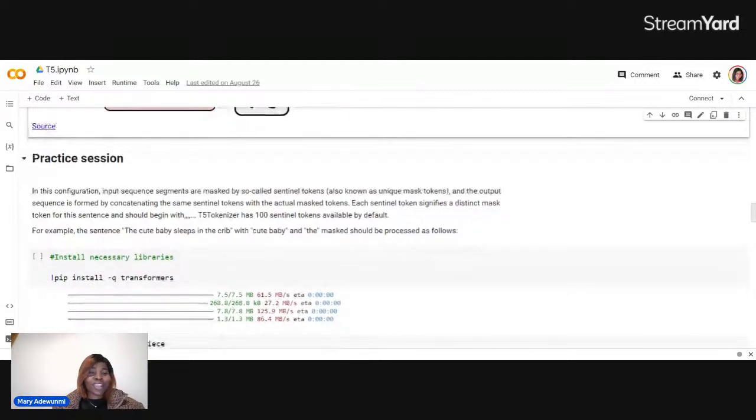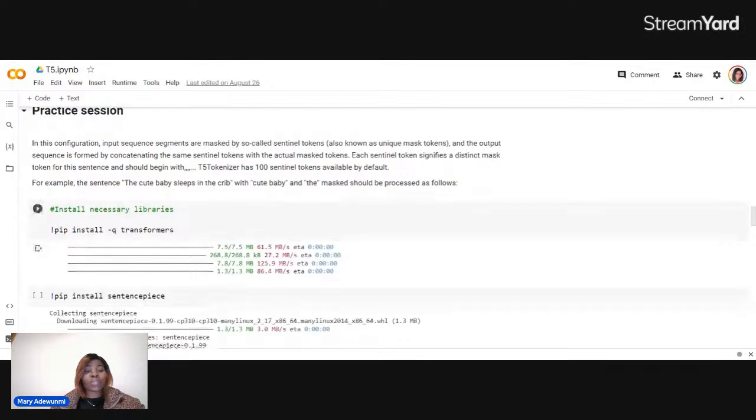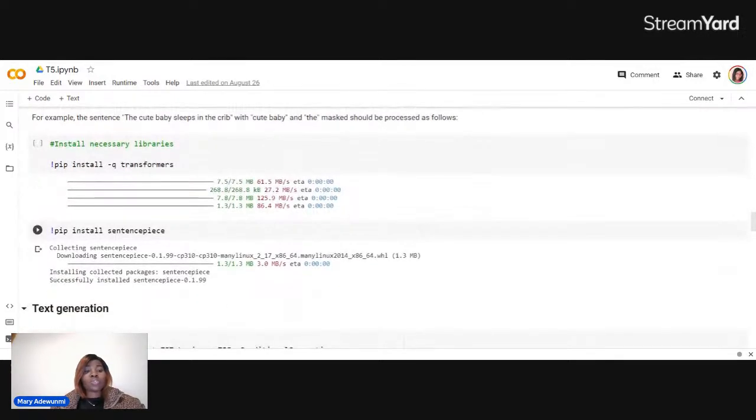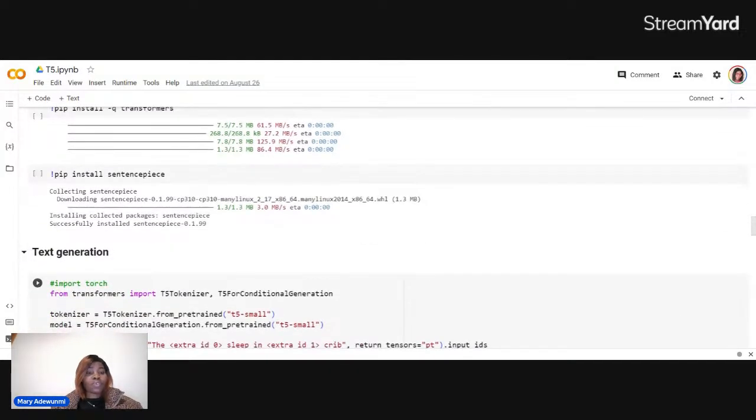Okay, so without further ado, all these are pre-trained models, so we might not go into real detail because one hour is not enough to take two models really. So you look at the practice session. First you install the transformer, then you install the sentence piece. I told you that it works with text into sentences. So install the sentence piece, then you use the T5 tokenizer.